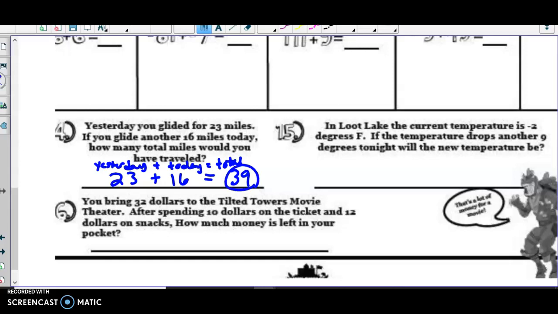Now here you could have positive, you could have negative, you could have both negatives. You just have to pay attention to that. Notice I also used my words to help me. So now you can see how to add integers that have the same sign.